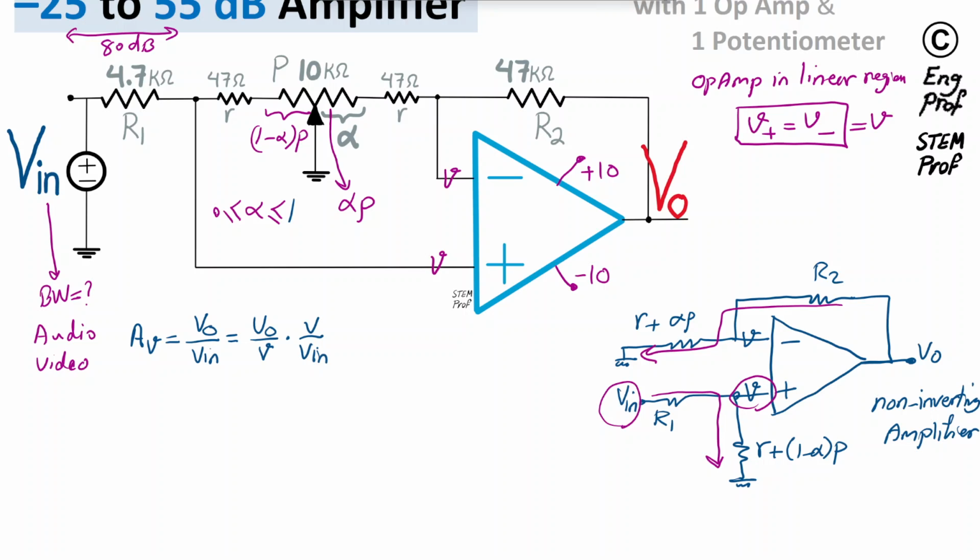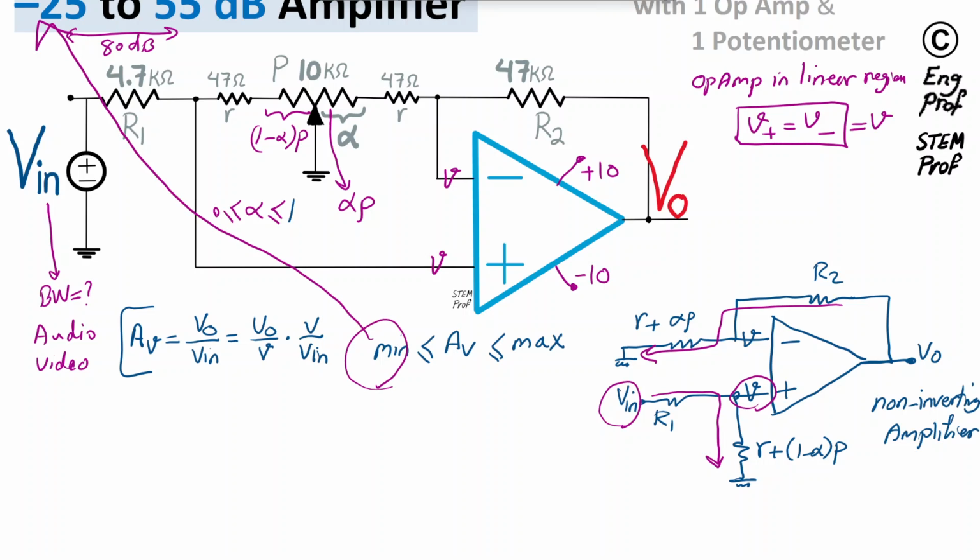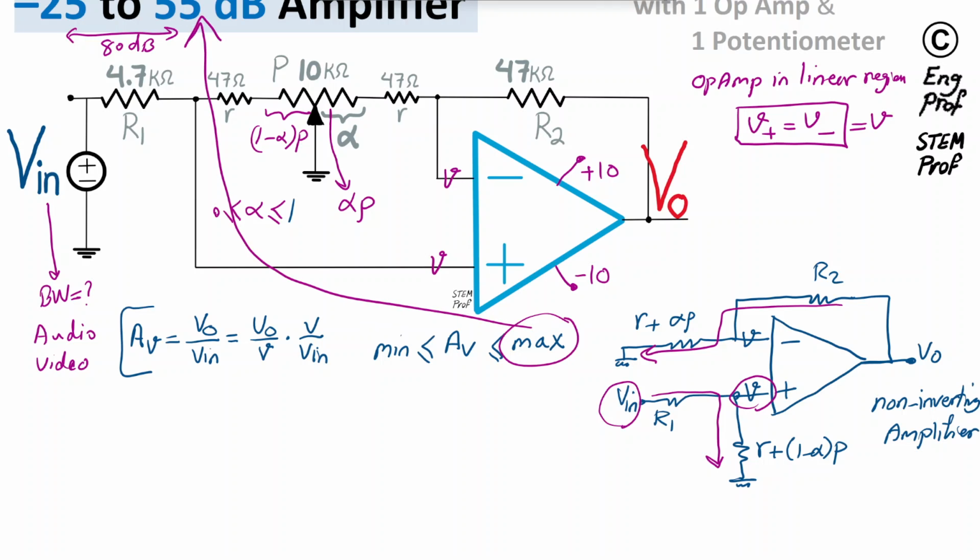Before I show you quickly that the computation of the gain formula is not difficult, let's intuitively examine this AV, the overall voltage gain of the circuit. Of course, it has a minimum and a maximum value. And we are trying to establish a link between this minimum of minus 25 dB and this maximum of 55 dB. So I'm going to show that we are realizing that minimum of minus 25 dB and maximum of plus 55 dB in this circuit. What is the situation for the minimum?